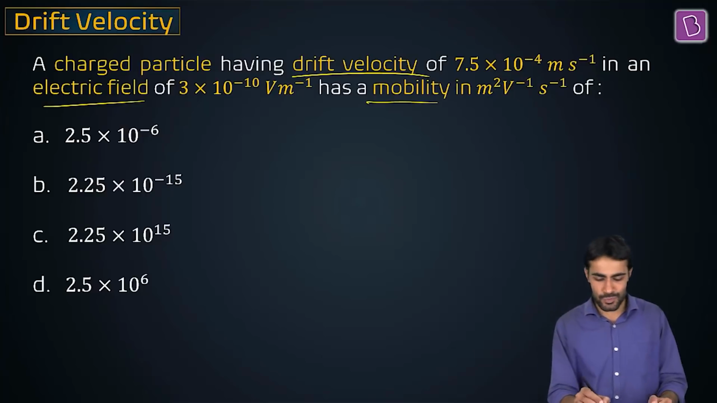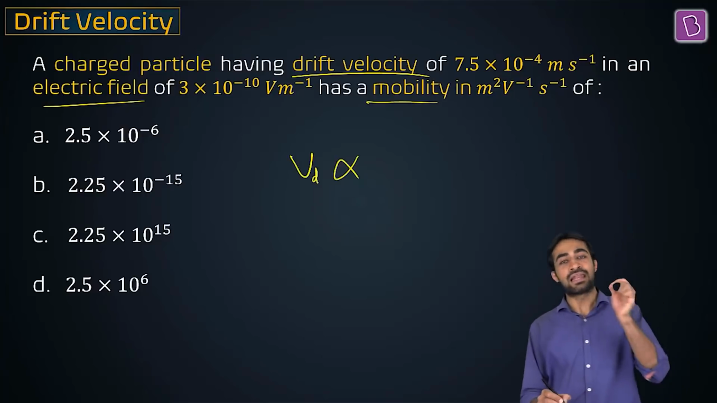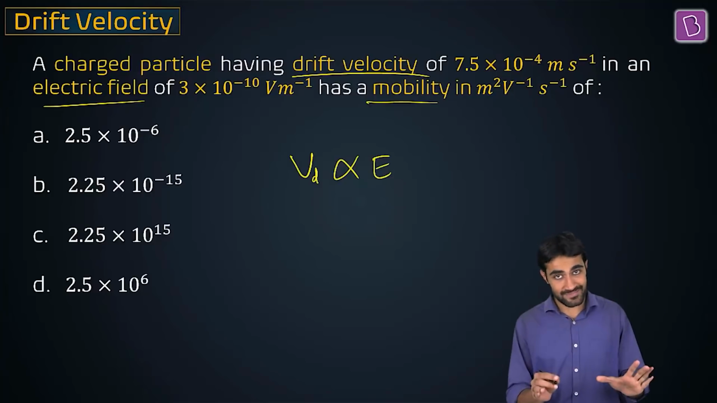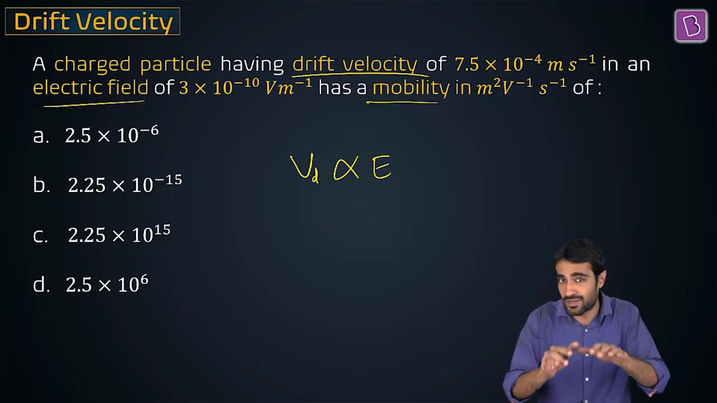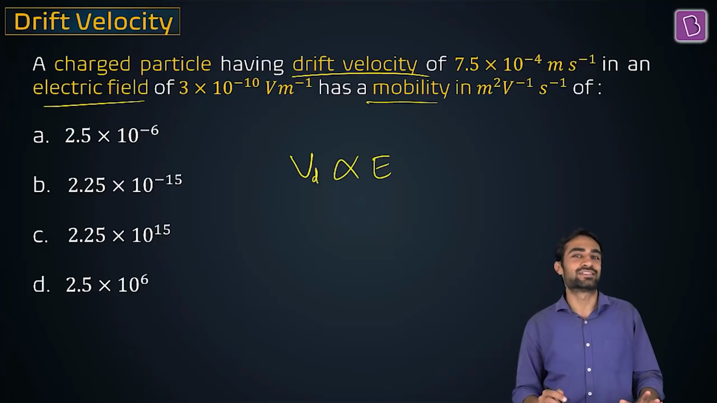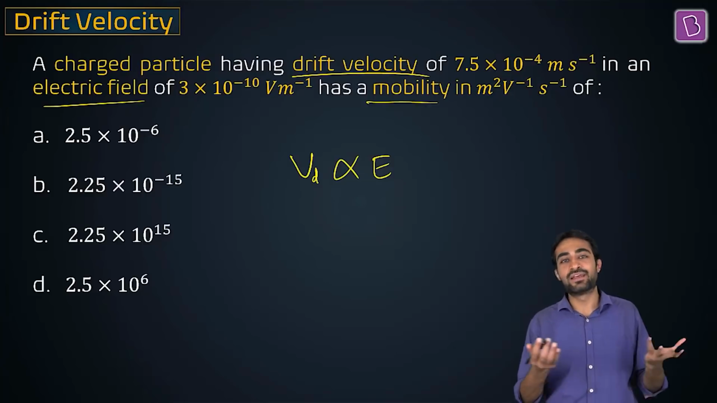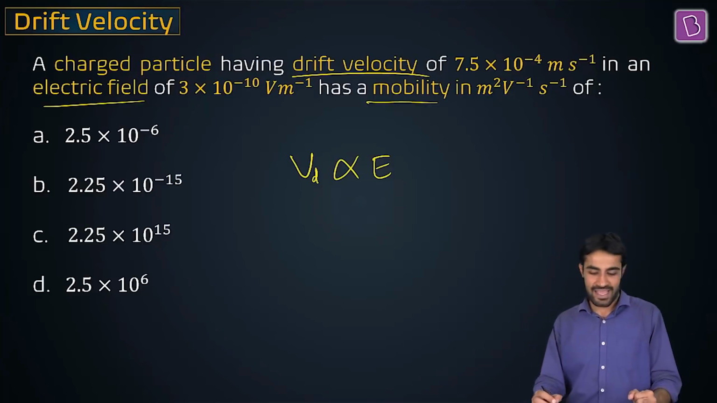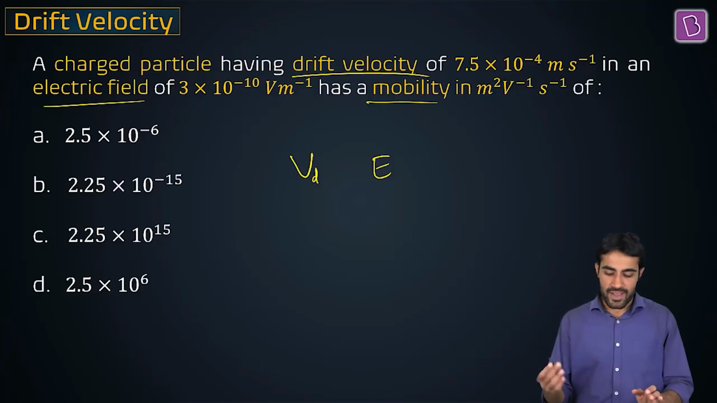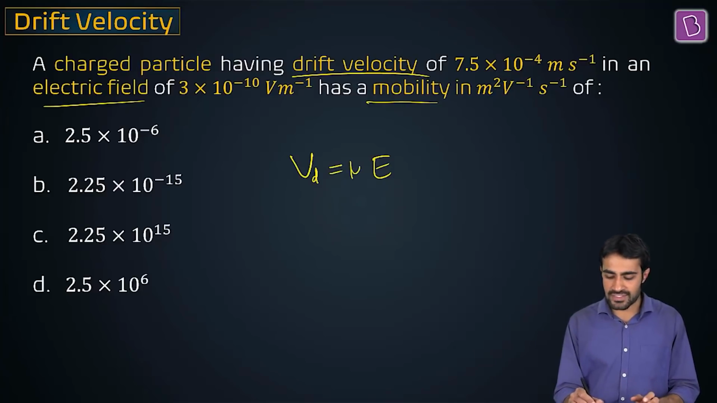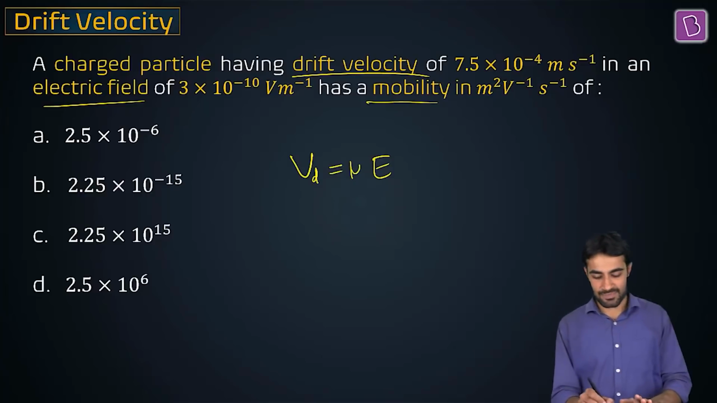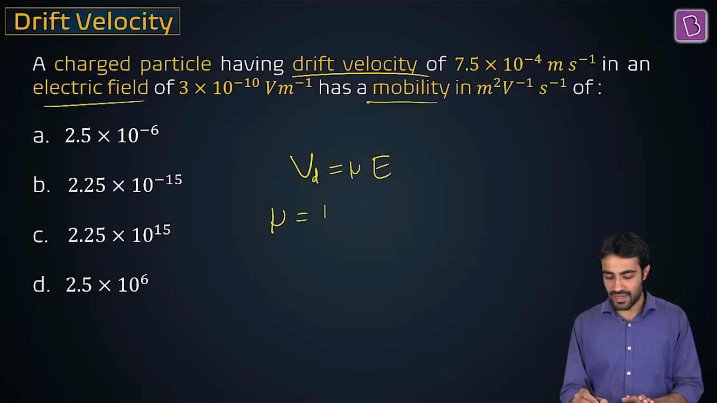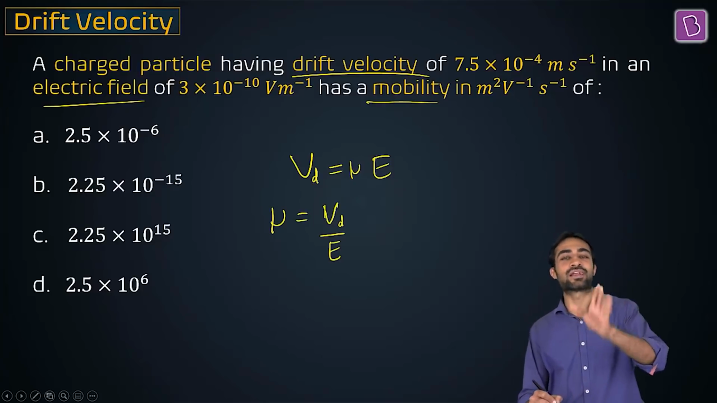Do you know that drift velocity is directly proportional to electric field? If we increase the electric field, drift velocity will increase. If we decrease the electric field, drift velocity will decrease. And when there is no electric field, there is no net drift. Now, let me tell you, the proportionality constant, let's call it mu, is known as mobility. So mobility is nothing but this proportionality constant. It is Vd divided by E, drift velocity per unit electric field.